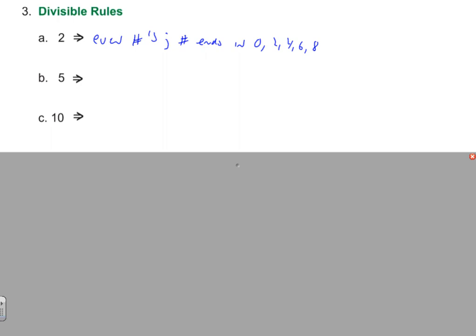All right. Divisibility rule of 5. Pretty simplistic. The number ends in 0 or 5. Any number that ends in 0 or 5 is divisible by 5, and divisibility by 10, of course, any number that ends in 0. Pretty simplistic ones. Is it divisible by 2, 5, or 10? Those you should be able to recognize at a quick glance.